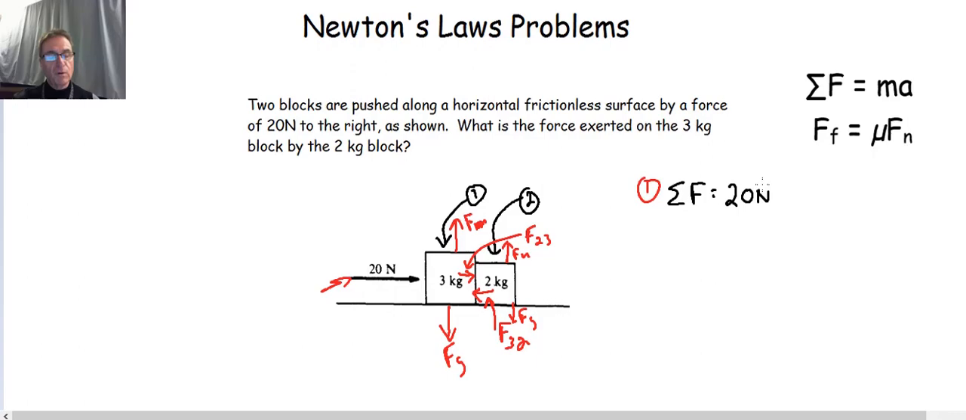What's the other force on the 3 kilogram block? Well, it's F32. It's the force on the 3 kilogram block due to the 2 kilogram block, and that's going to the left, so that's going to be a negative force. So it's going to be minus F32. And those are all the forces in the x direction. I should put a little x down here.